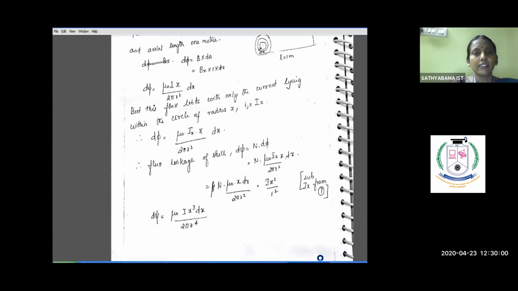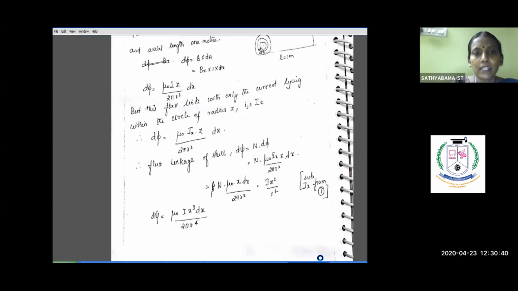Now, once again, when you go back to the diagram here, now I have to find what is the current that is passing the radial, which has to be considered for the radius x here. So that is what I have written. But this flux links only with the current lying within the circle of radius x. So whatever flux we have calculated here, that is going to be only for the circle of radius x here. So for the circle of radius x, what is the current we have calculated? Ix here. So I am trying to replace I to be Ix once again here.